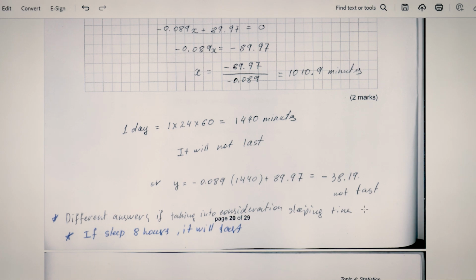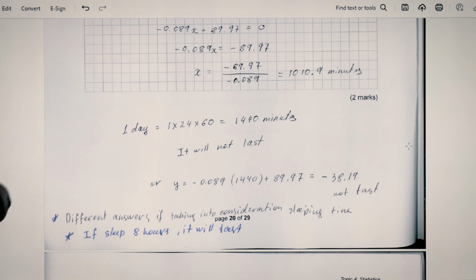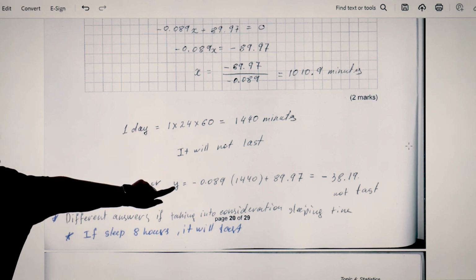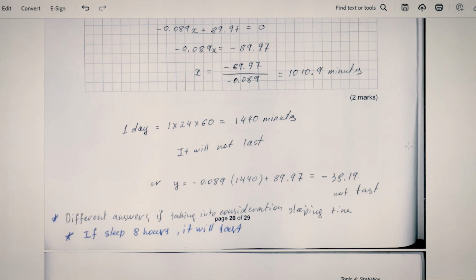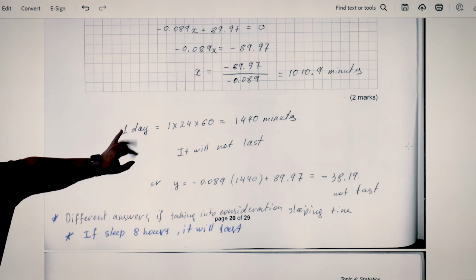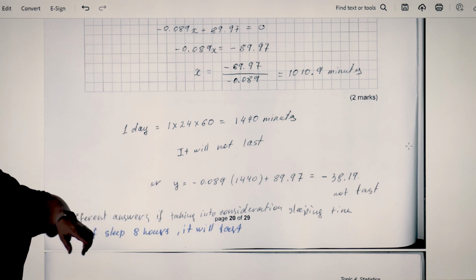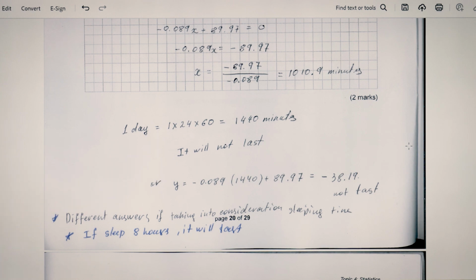Sorry, if they use the bottom method of substituting, or letting X equal 1440, was that still worth the 2 marks? Yes. Yes. If they substituted 1440 and put that in the equation, it's correct. It's full 2 marks, even though they didn't rearrange the equation. They use again the equation of the line, and here we are looking that they have that negative. And negative means it's not lasting.